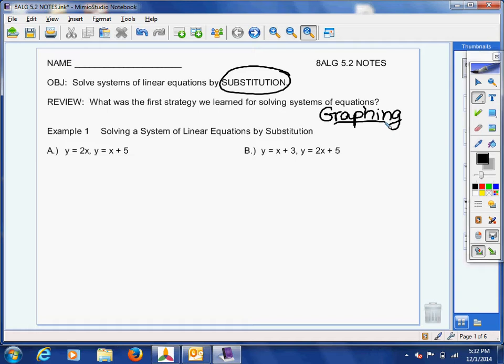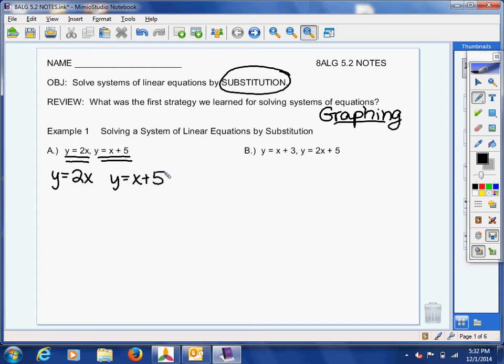We're solving a system of linear equations by substitution. And we've got several examples I want to show you. So first of all, do you recognize that you have a system here? Hopefully you say, yes, we recognize it, because I have two equations here. I have y equals 2x, and I also have y equals x plus 5.